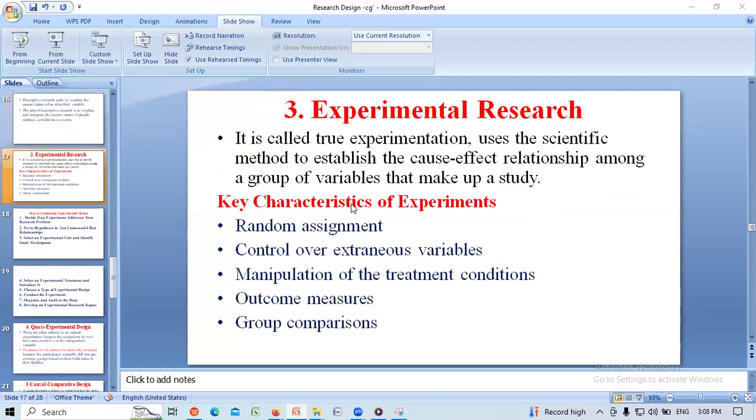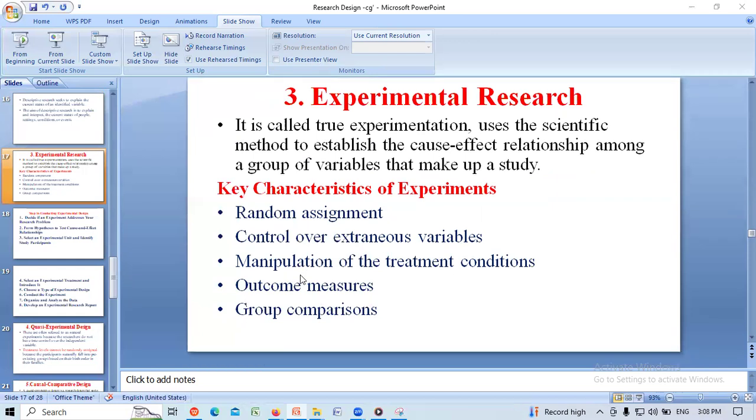Experimental research, also called true experimentation, uses the scientific method to establish the cause-effect relationship among the groups and variables that make up the study. Key characteristics of this experiment: random assignment, control over extraneous variables, manipulation of the treatment conditions, outcome measures, group comparison.